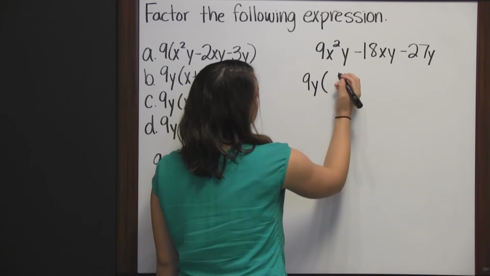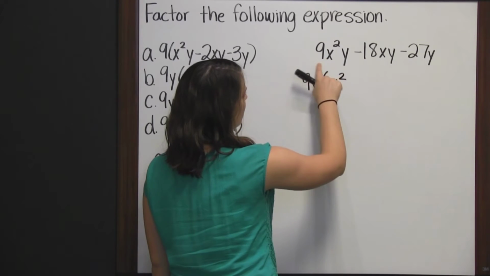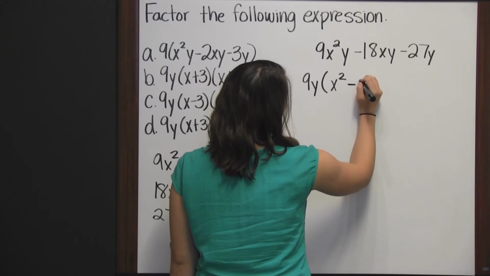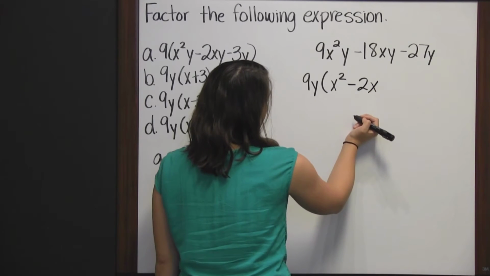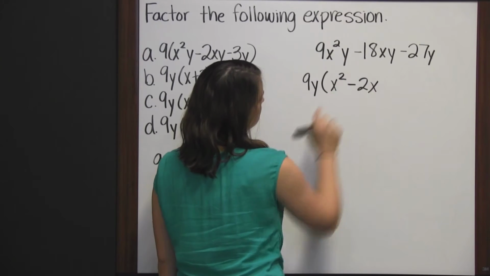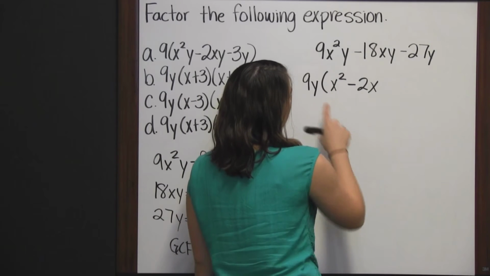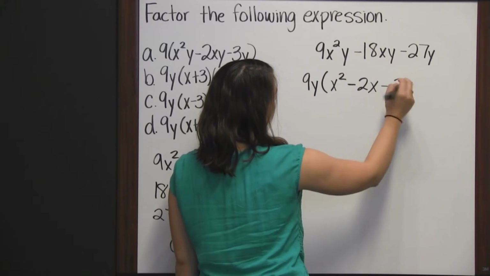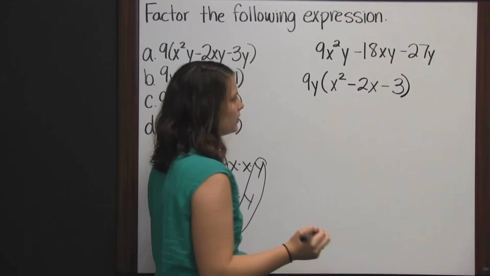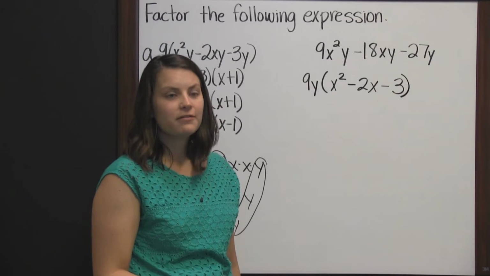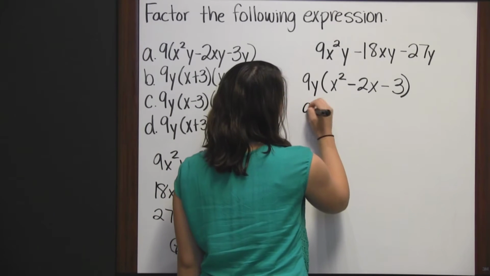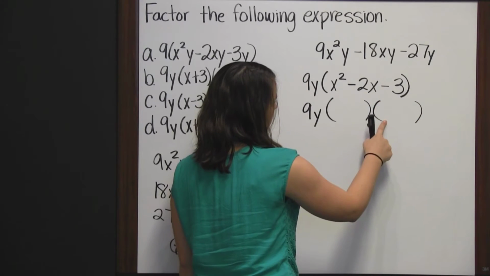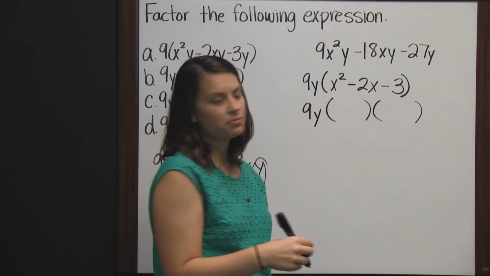9y times x squared would be 9x squared y. 9y times negative 2x would be negative 18xy. And 9y times negative 3 would be negative 27y. Now we need to look and see if we can factor this trinomial. So bring down the 9y. And if this trinomial can be factored, we're going to factor it into two binomials.